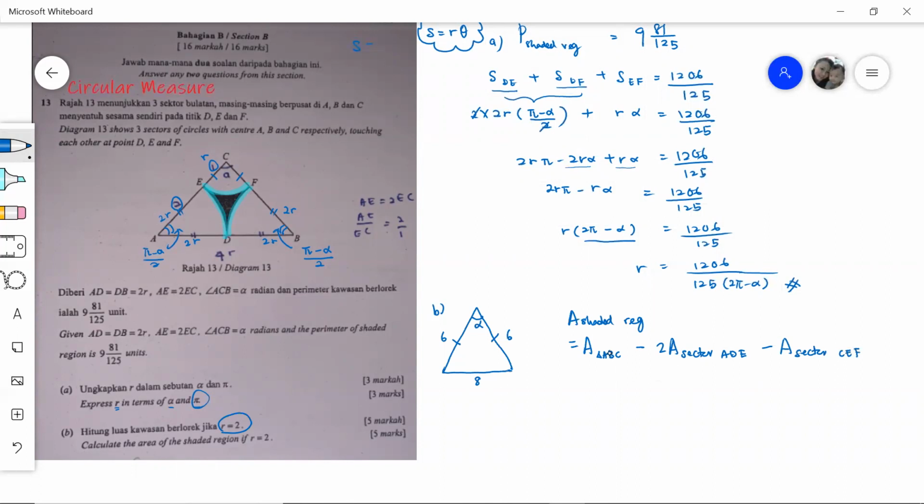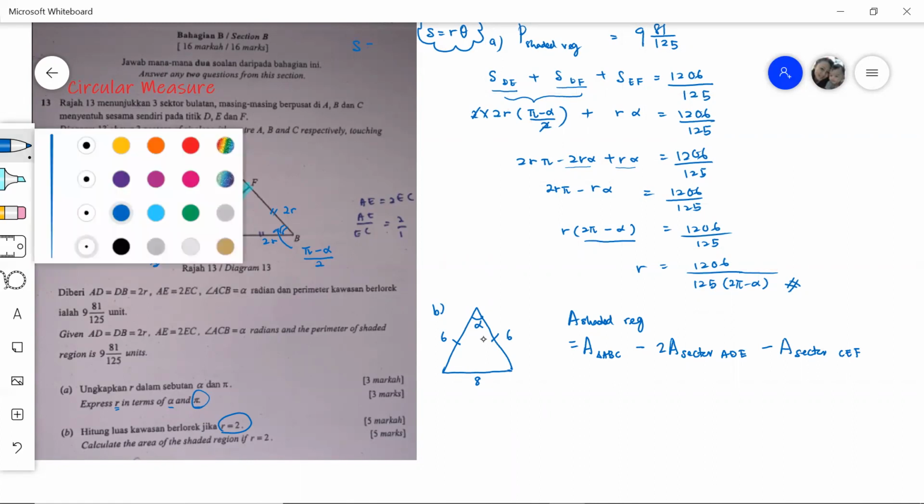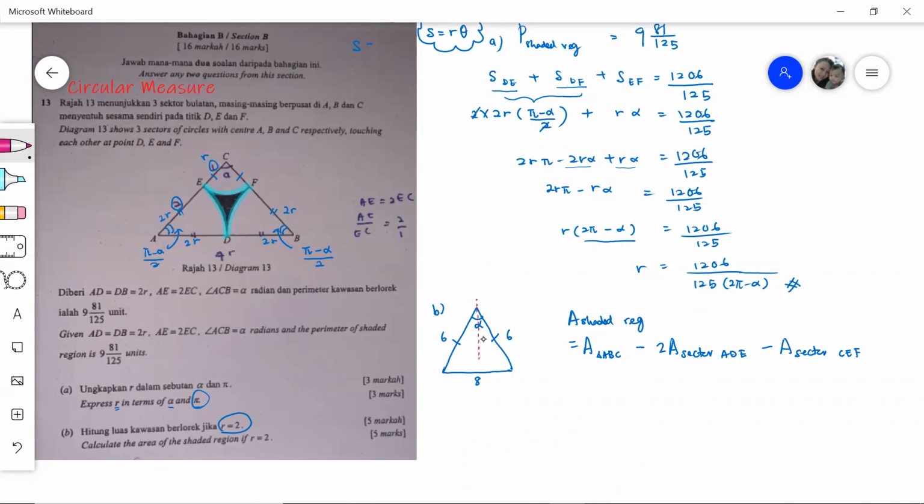To find the area of the triangle, I need to use half AB sine C because I have the angle here, but the value of the angle must be found first. So how do we find that? We can either use the cosine rule, c squared equals a squared plus b squared minus 2ab cos C, or we can use SOHCAHTOA. Because this is an isosceles triangle, we can fold it into exactly equal halves.